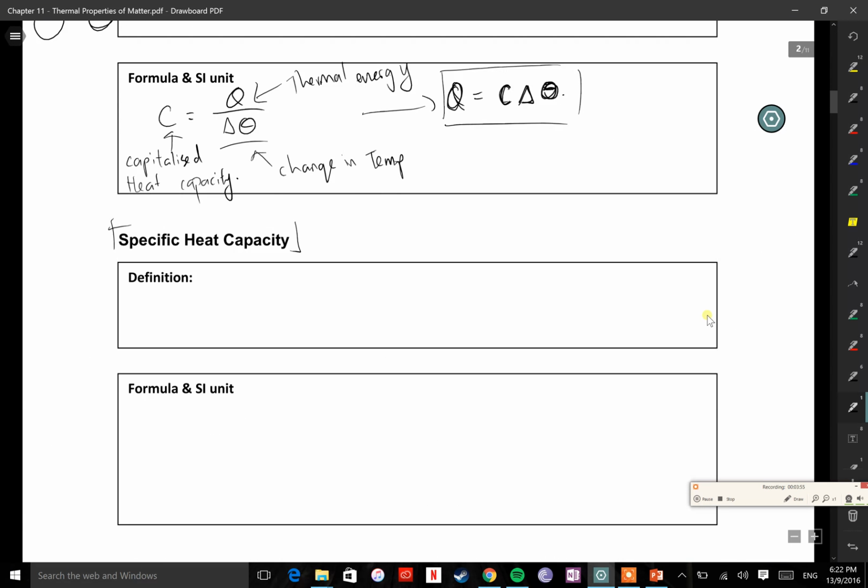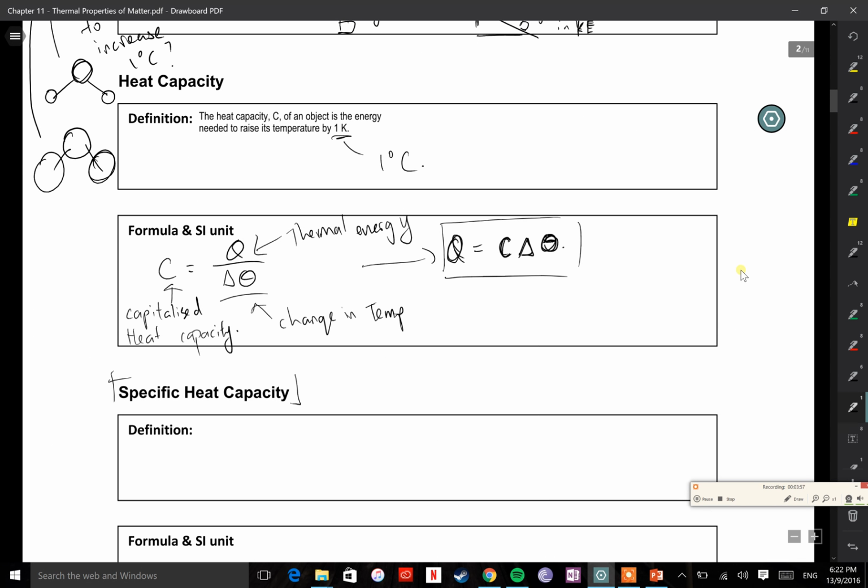Now what is the SI unit for heat capacity? You will follow the formula. The formula for C is Q over change in theta, and Q is thermal energy. Thermal energy has the SI unit of joules. Change in theta has the SI unit of Kelvin. So it will be joules per Kelvin, or joules Kelvin minus 1. You may also want to write joules per degree Celsius. I personally prefer this.